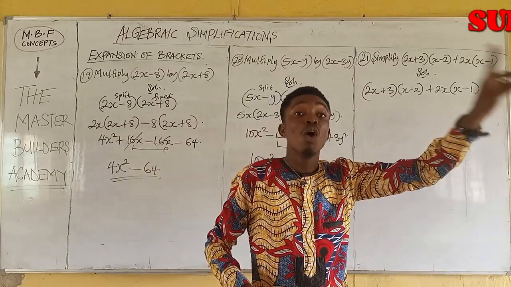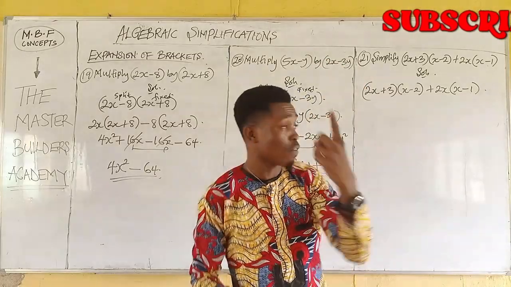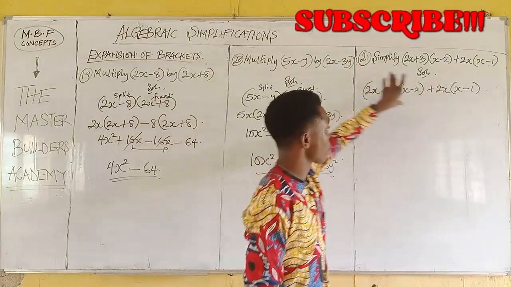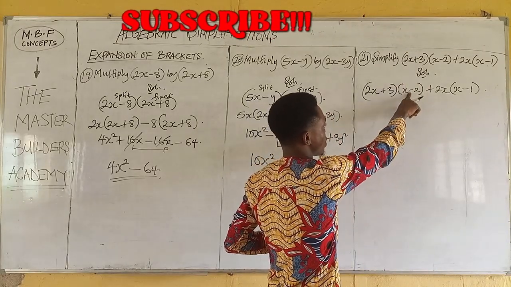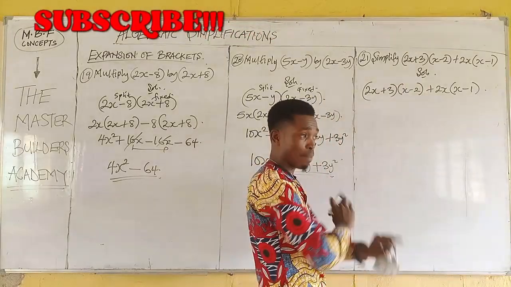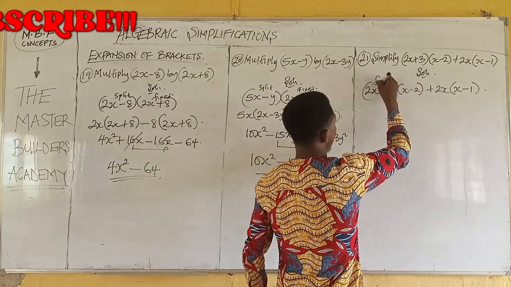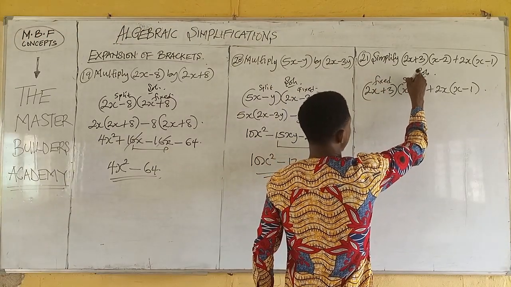But the last aspect, you only have one bracket that has one multiplication factor already like this. So we want to simplify this. So what do we do? We fix this and split this. Anyone can be split, anyone can be fixed. So let's fix this now and let's split this.